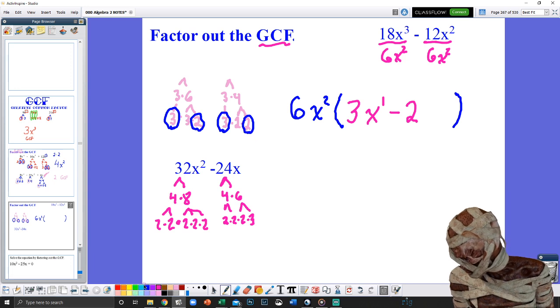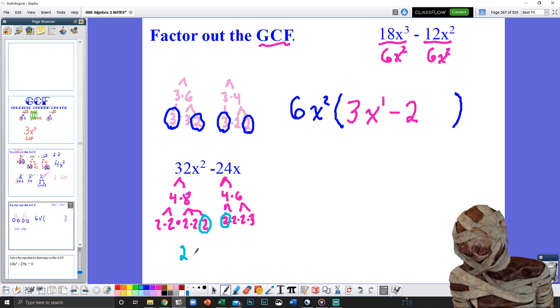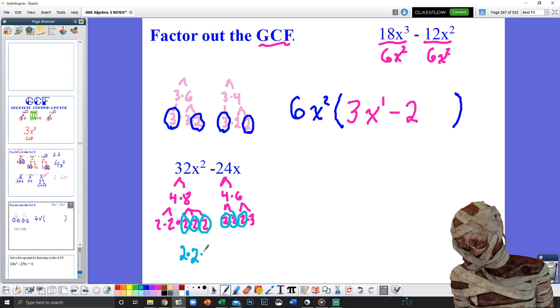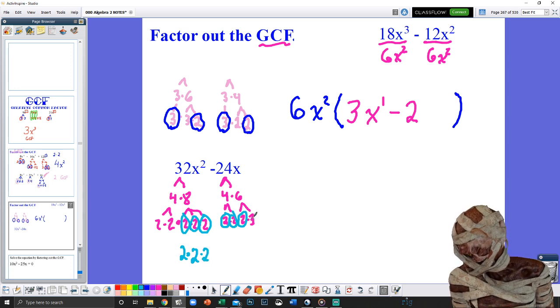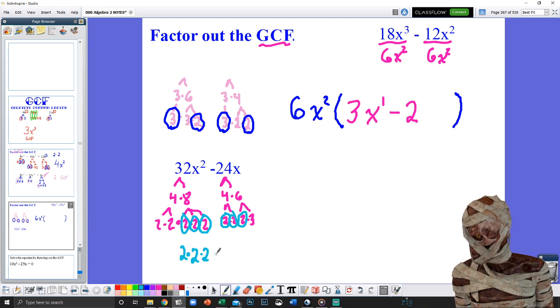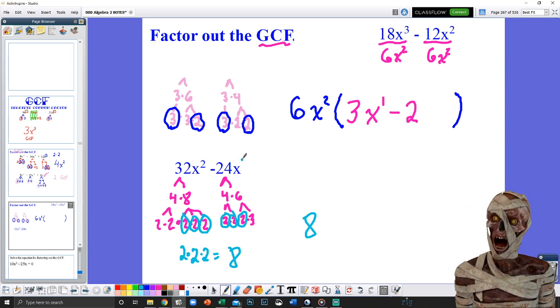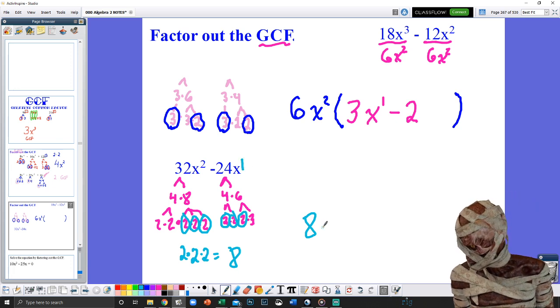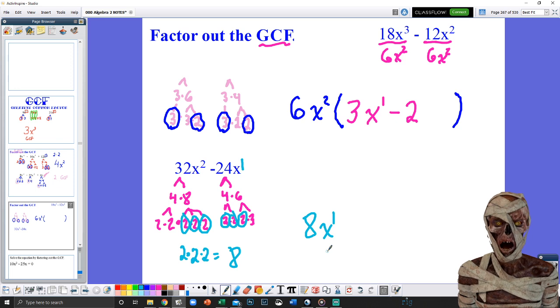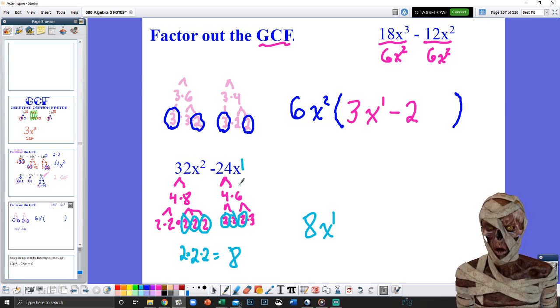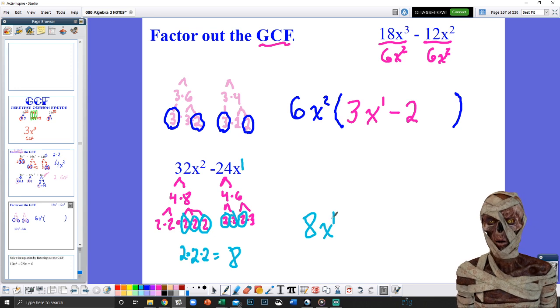Okay with that? Fantastic. Now I'm going to circle whatever they have in common. There's a 2, so I'm going to write 2. There's another 2, so I'm going to write another 2. There's another 2, so I'm going to write another 2 still. This has 2's, that has a 3, nothing else in common, so I know 2 times 2 times 2 gives me 8. So my GCF is going to be 8. Now I have to look at my exponents. This has a 2, this has a 1. So hopefully you put x to the first power. That's your GCF.